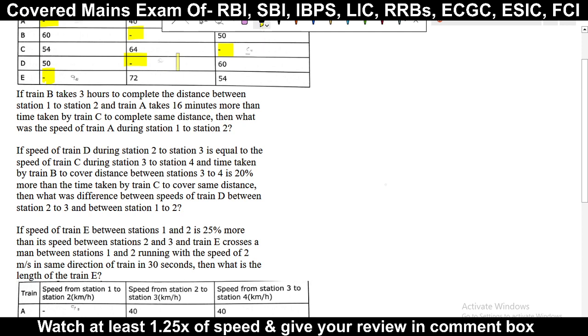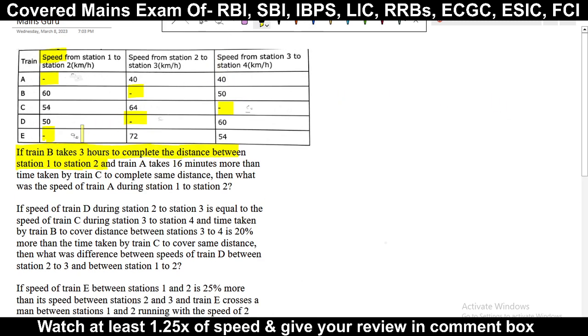If train B takes 3 hours to complete the distance between station 1 and 2, what is given, we will just notice that one by one. So first of all I'm erasing this. Okay, so train B takes 3 hours to complete the distance between station 1 and 2. Sorry, I think I marked wrong. This takes 3 hours. With this speed it takes 3 hours, then we can calculate the distance.